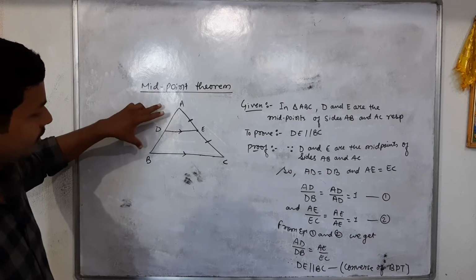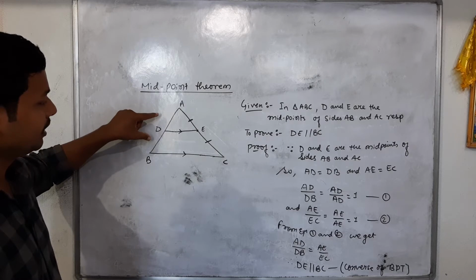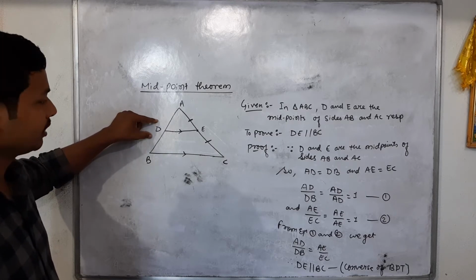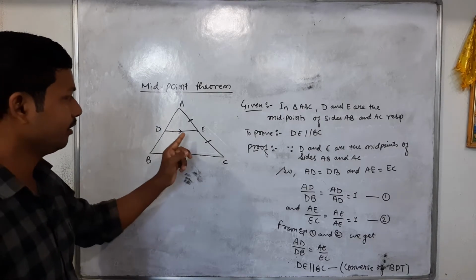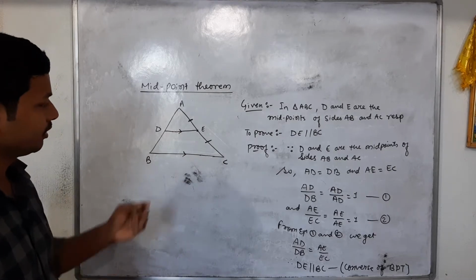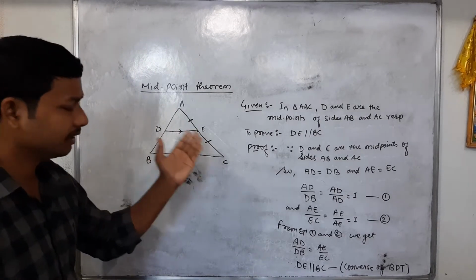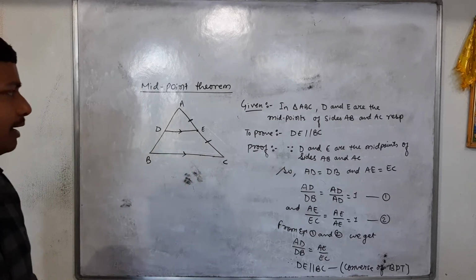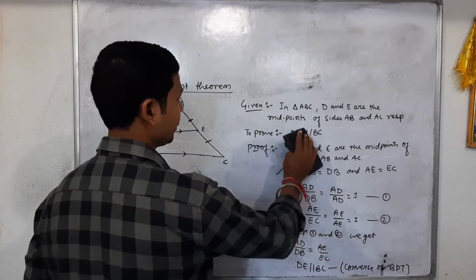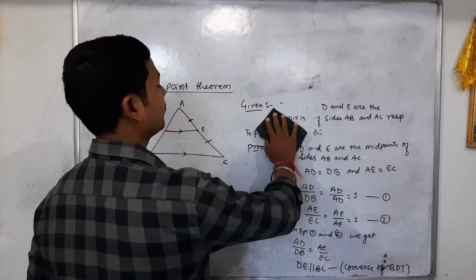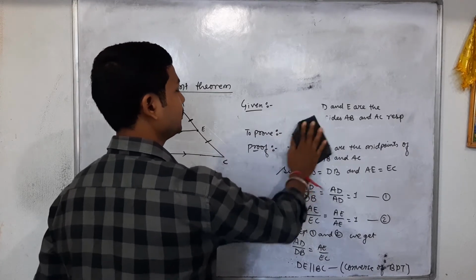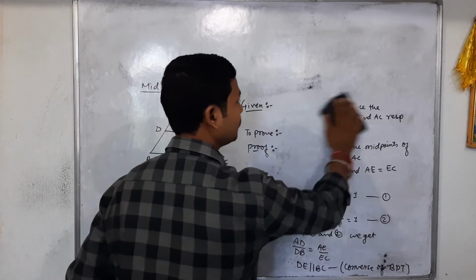We have a midpoint over here, and from there we draw a line segment which is parallel to the second side, and it will bisect the third side. Okay. Then what is given over here?